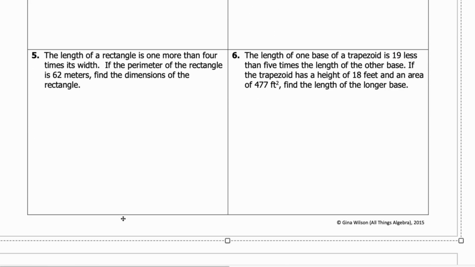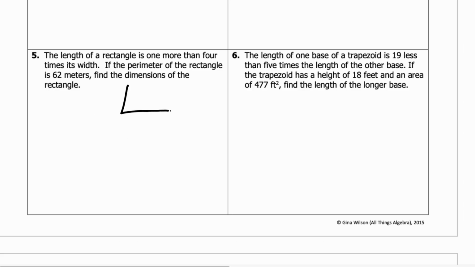Okay, so it says the length of a rectangle is 1 more than 4 times its width. If the perimeter of the rectangle is 62 meters, find the dimensions of the rectangle. So we could look at this visually. We could do this a few different ways, and I'm going to show you visually what we're doing, and then I'm going to show you the algebraic way to set up that equation.